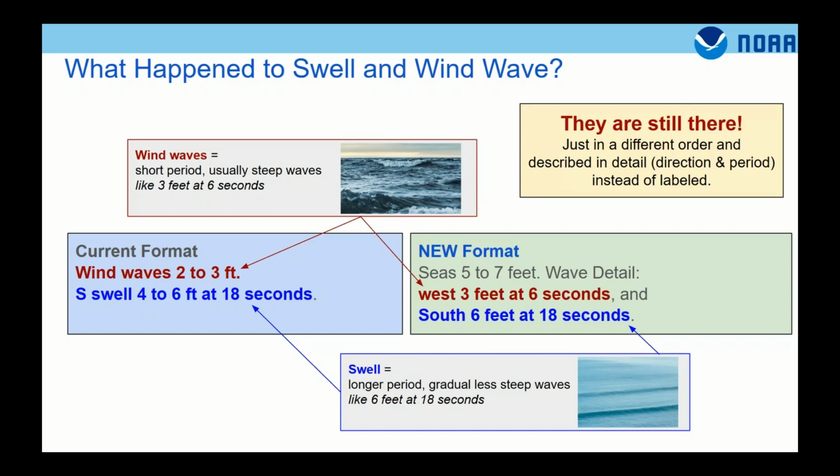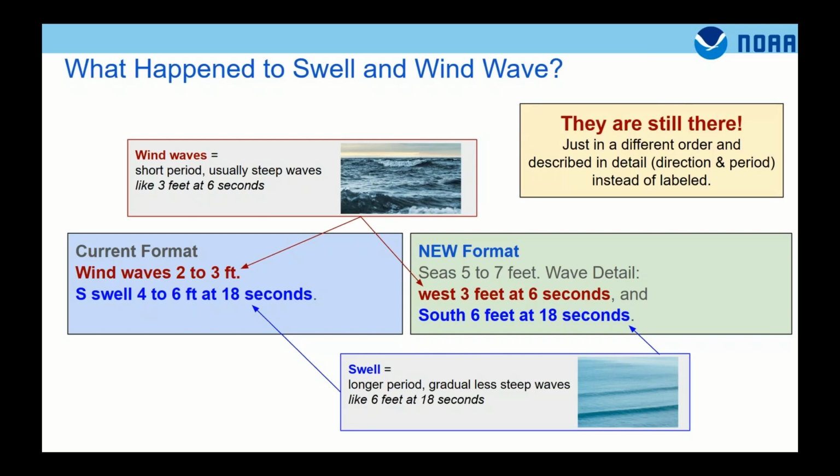Contrast that with the swell. In our example, south swell 4 to 6 feet at 18 seconds. The swell term is somewhat unneeded because we already described the wave height and period, but it is communicating that this is most likely a very well-spaced wave, less steep wave, a more gradual wave. That is a swell. Usually a longer period wave, and again, gradual, less steep.